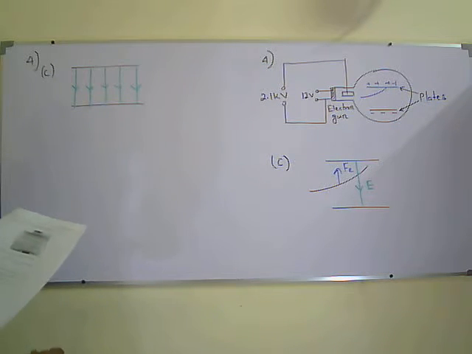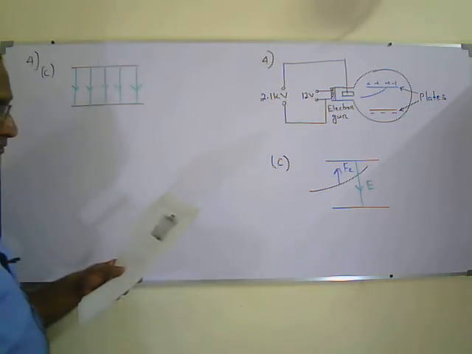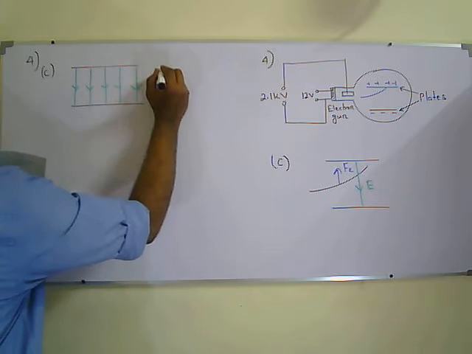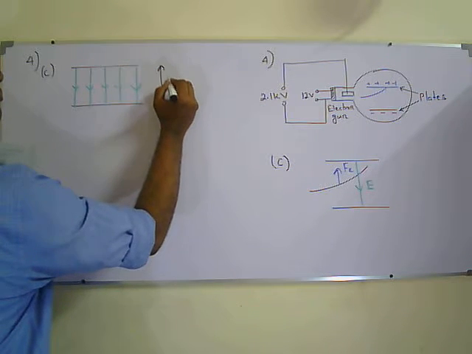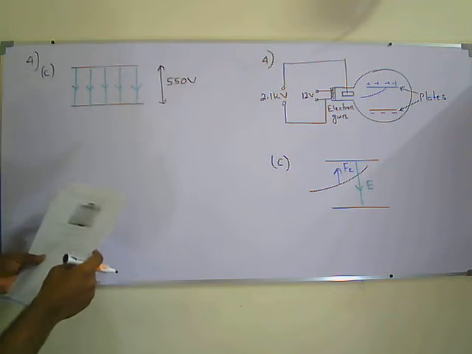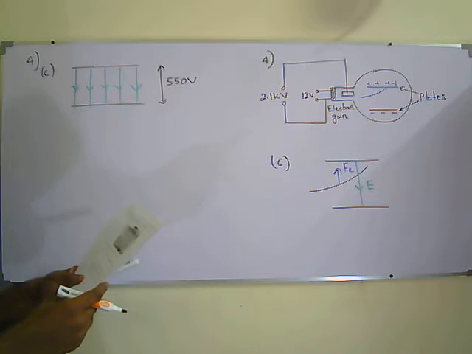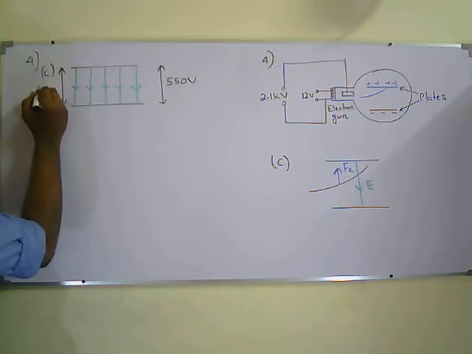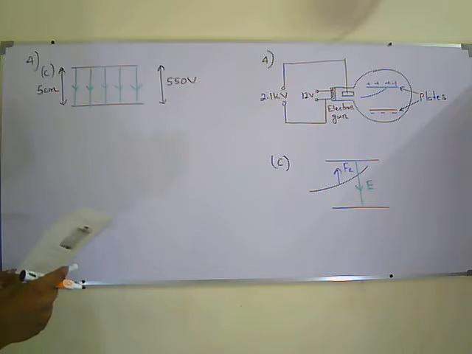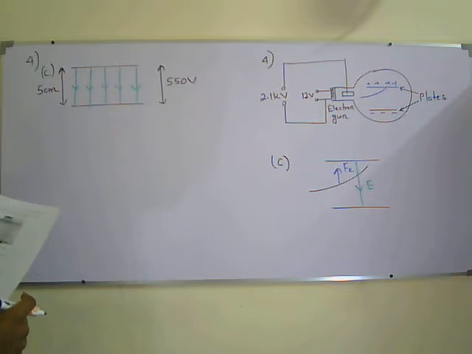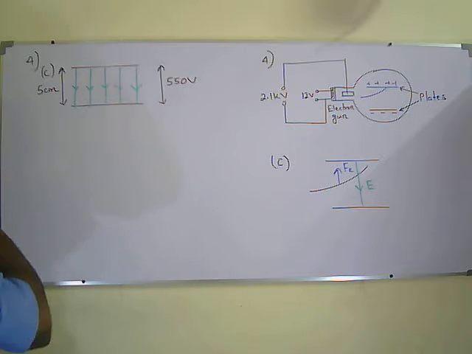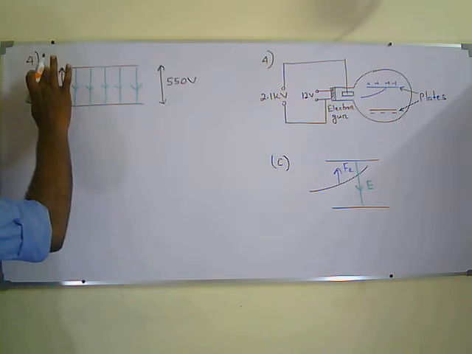Part D: the potential difference of 550 volts is applied across the plates. So the potential difference is 550 volts and the distance between the plates is 5 centimeters. The question is, show that the electrostatic force on an electron between the plates is about, approximately, 2 × 10^-15 newtons. That is part D.